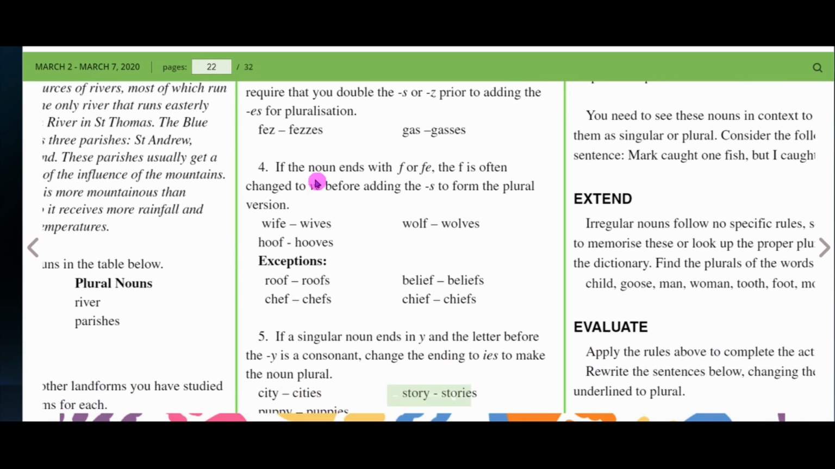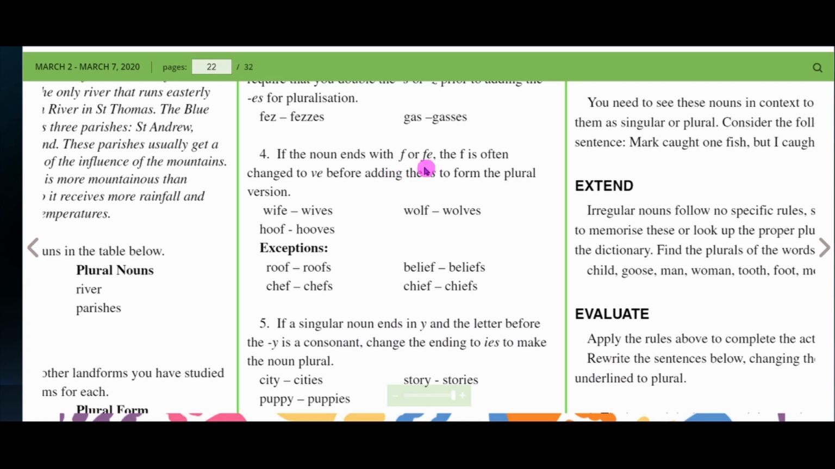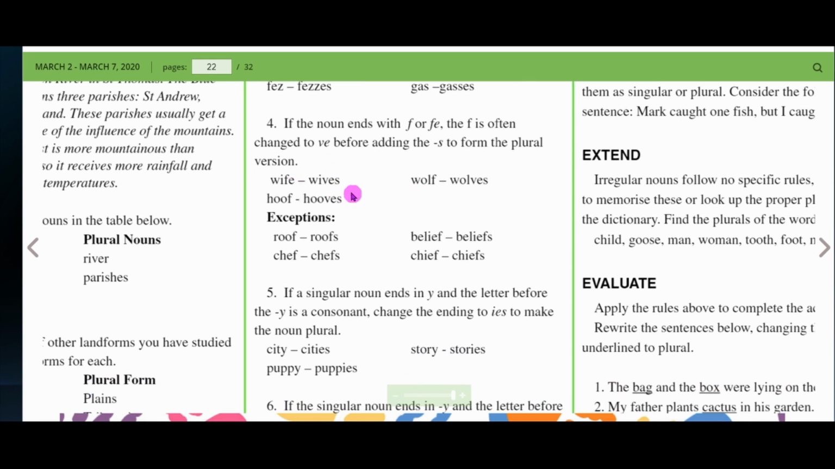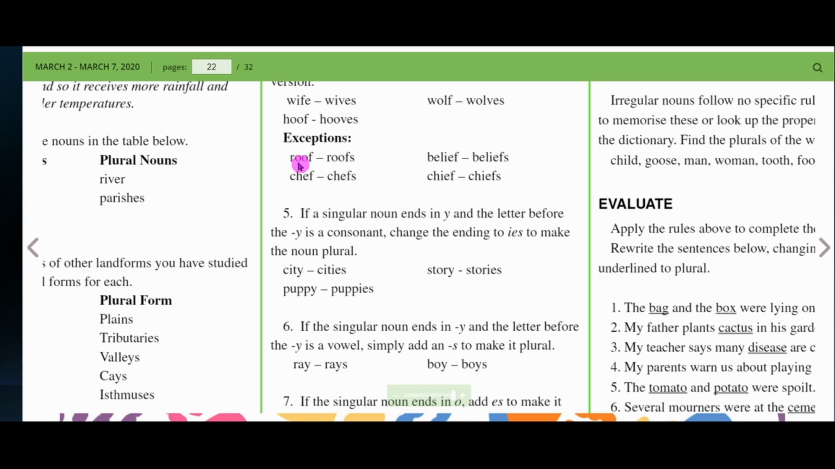Rule 4. If the noun ends with F or FE, the F is often changed to VE before adding the S to form the plural versions. So wife becomes wives, hoof becomes hooves, wolf becomes wolves. Now here are some exceptions. Roof, we won't change the F to V, we'll simply add S. So we have roof, roofs; chef, chefs; belief, beliefs; chief, chiefs.